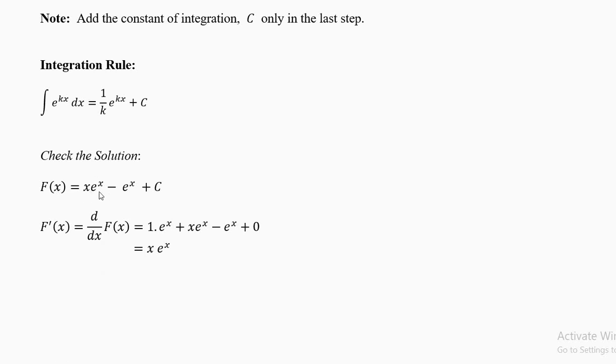Capital F is x into e power x minus e power x plus c. The derivative of, now you have to use the product rule. Derivative of x is 1, copy e power x, plus x into derivative of e power x, which is e power x. Derivative of e power x is e power x, derivative of c is 0. This 1 into e power x will cancel with this minus e power x, and you'll be left with x into e power x. This verification of your answer is important.